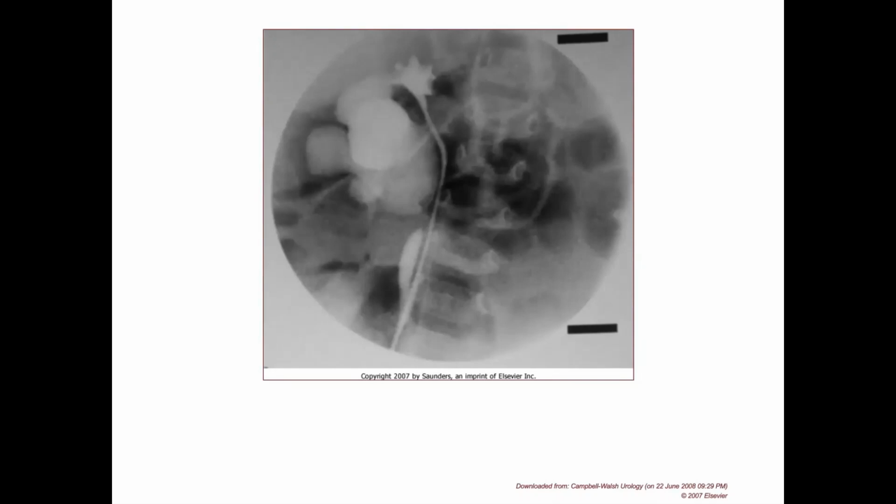Now, the other point I'll make from this is that since the upper pole of the kidney of a duplicated system typically is just a single calyx, UPJ obstruction of the upper pole is very, very rare. I mean, I've seen it a couple times in my career, but since there's no renal pelvis and only a single calyx, it's very difficult to have an upper pole UPJ.